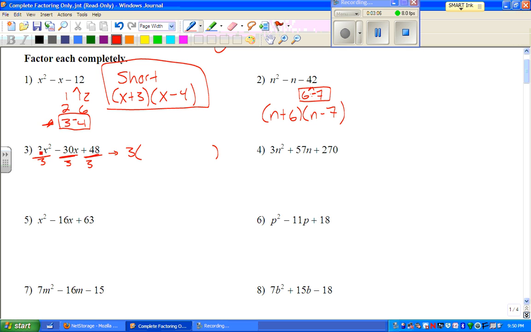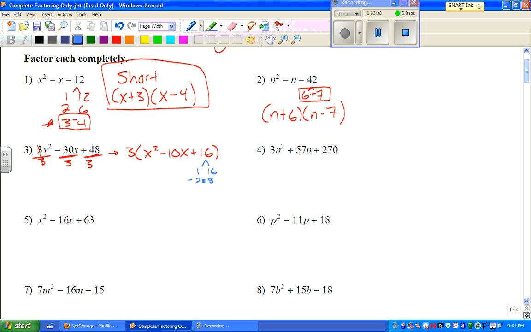So we're going to put that 3 on the outside. And now what's left? Well, these 3's will cancel, so I'm left with x squared. Negative 30 divided by 3 is negative 10x. And 48 divided by 3 is a positive 16. Now when you look at this thing, there's nothing next to x squared. So now you can go back to the short method. So, short method. What are the factors of 16 that add up to negative 10? 1 and 16. Can't get 10 that way. 2 and 8. Oh, I can get negative 10 that way.